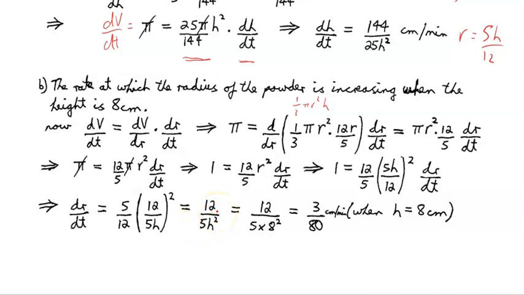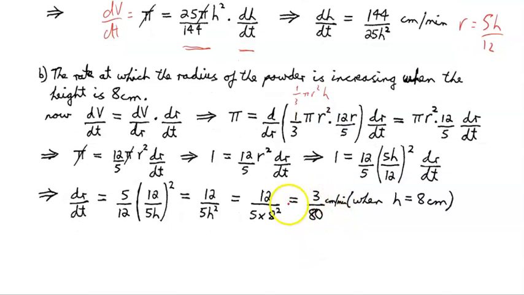Then at the instant when h equals 8 centimetres, we can work out what dr/dt is. That's the rate of change of the radius of our pile of powder with respect to time in minutes. Substituting h is 8 in there, we'll have 12 on 5 times 8 squared, which will give us 3 on 80 centimetres per minute. All right, I hope that one's all right.